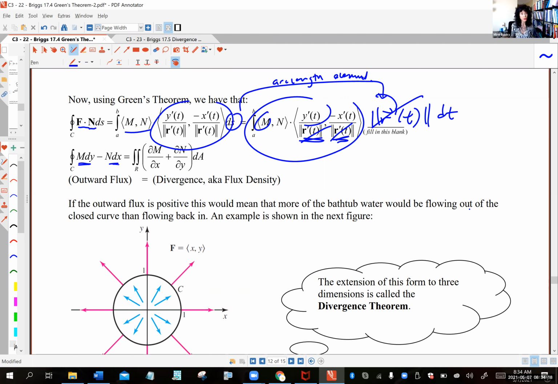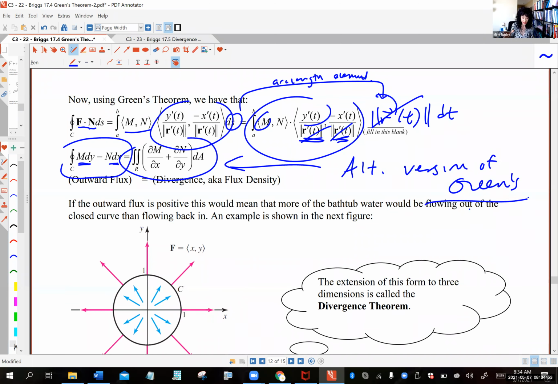Notice this line integral looks different from the first version of Green's, which is M dx plus N dy. Very different. And it turns out that this, after doing all the dot product out, ends up being the partial of M with respect to x plus the partial of N with respect to y when you convert using Green's. So there you have it. That is the alternate version of Green's. So this is the alt version of Green's.